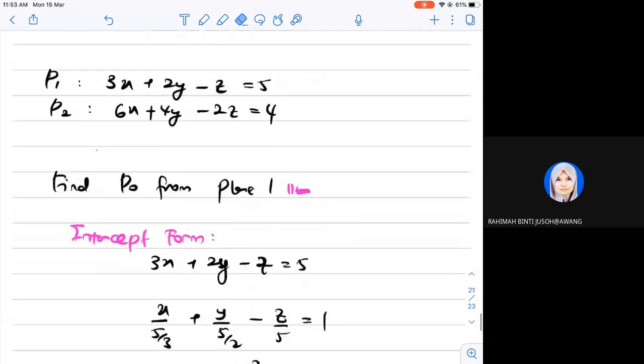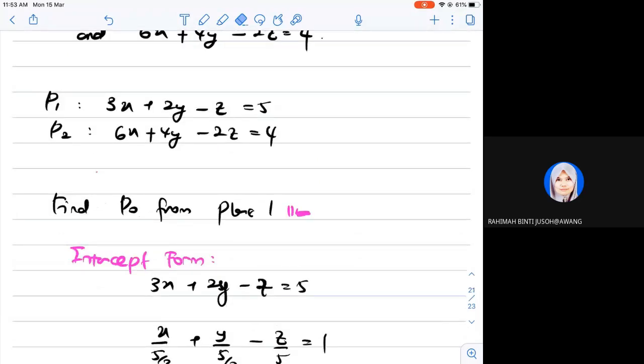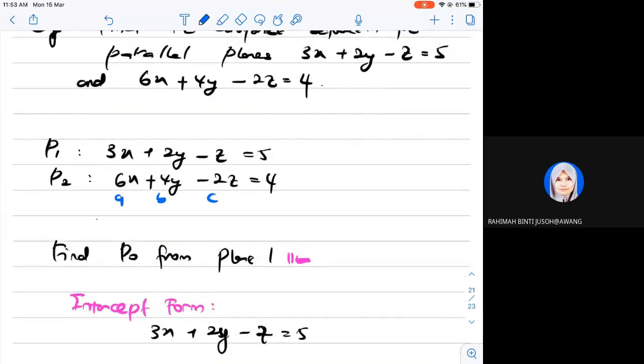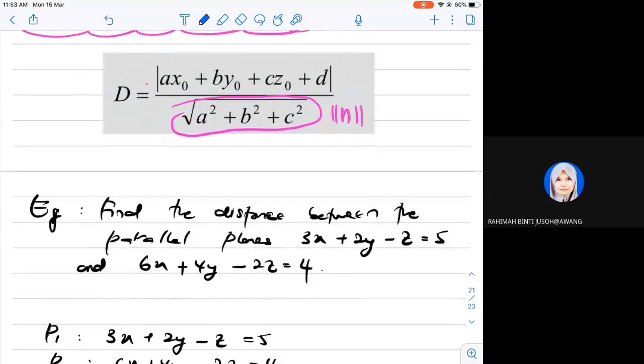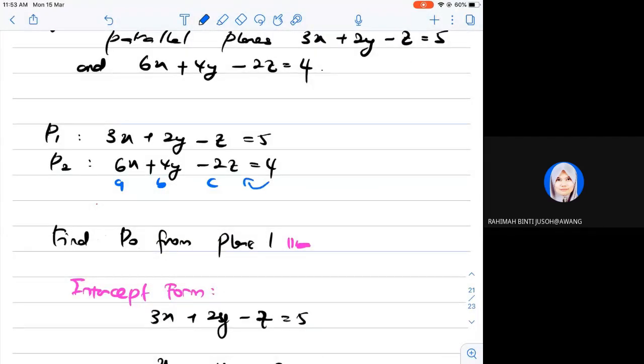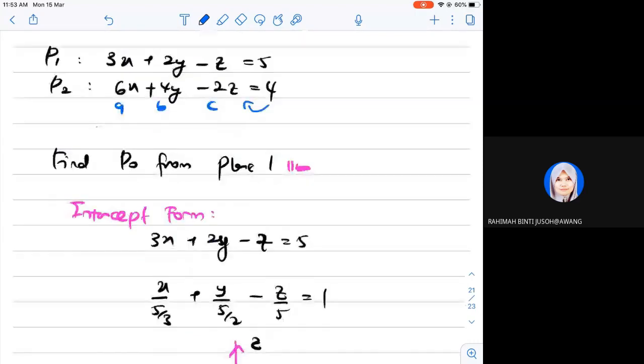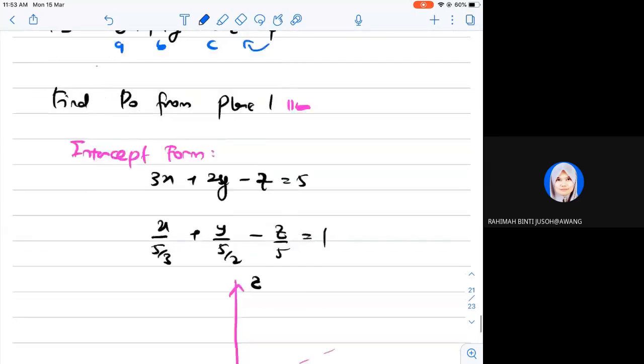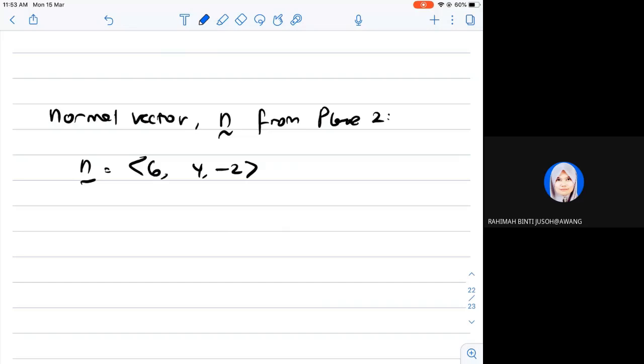Okay, when you consider ABC from P2, of course dia punya D pun daripada P2 lah. Okay, so sekarang ni A, ini B, ini C. How about D? So D kita apa sekarang ni? 4. 4 kan? Tapi you have to be careful sebab D dia mesti sebelah dalam. So D should be masuk sebelah sini kan? Negative 4 lah.